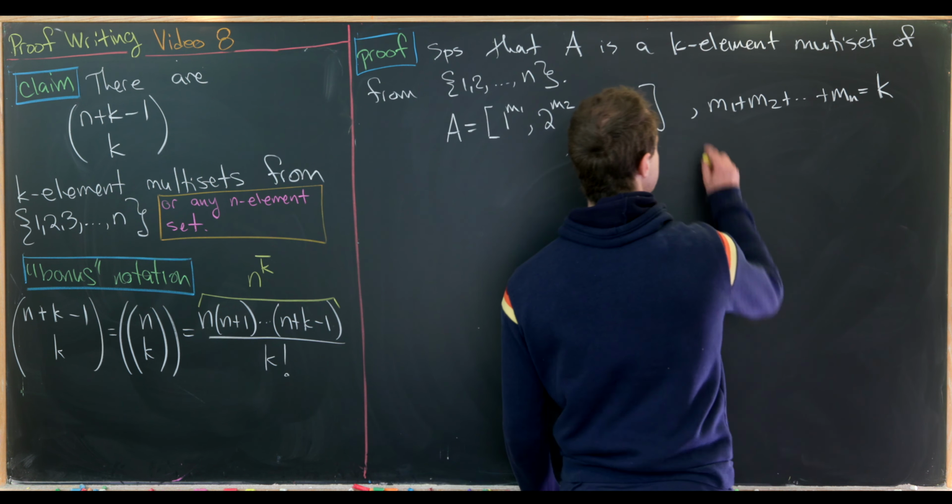And then which multiset does this correspond to? Well, let's see. It's going to be 7 1s. So 1 to the 7, we'll have 2 2s, so 2 to the 2, and then a single 3. Okay, so that would be our multiset in that case.